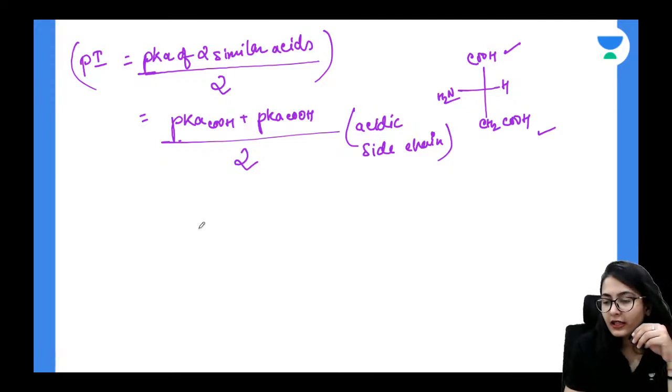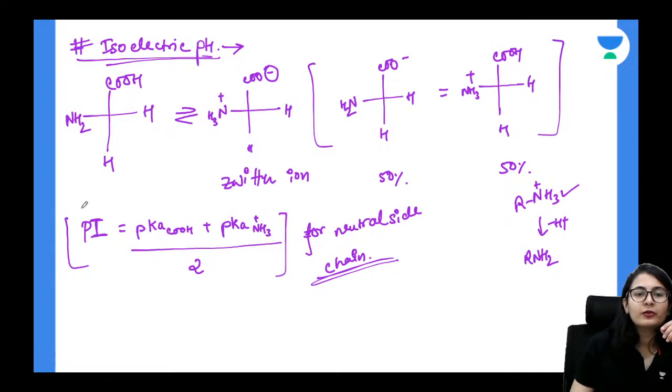Yes, yes Priyanka, previous slide देखो, ये formula है, very simple. Acid side chain pKCOOH plus pKa ammonium ion divide by 2.